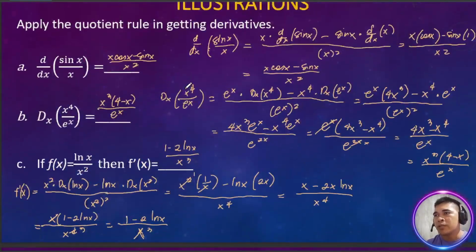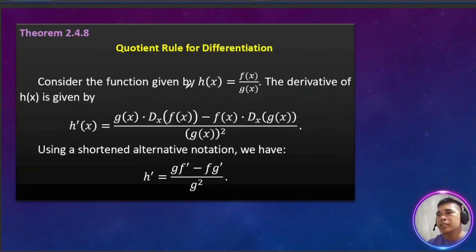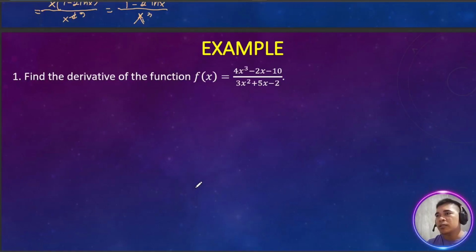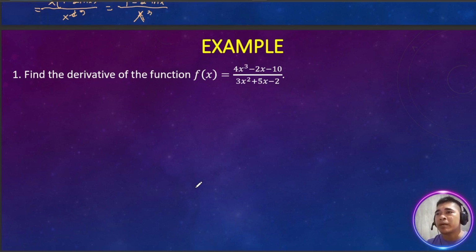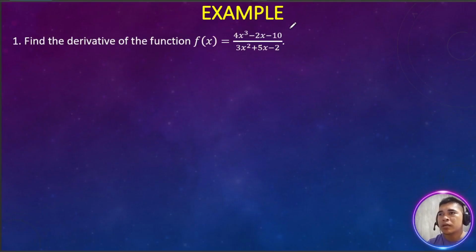So just follow the given pattern sa quotient rule. So h prime equals g times f prime minus f times g prime over g squared. Okay, next, find the derivative of the function f of x is equal to 4x cubed minus 2x minus 10 all over 3x squared plus 5x minus 2. So this is our f of x and this is our g of x.